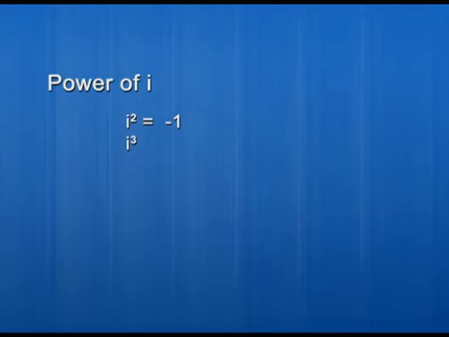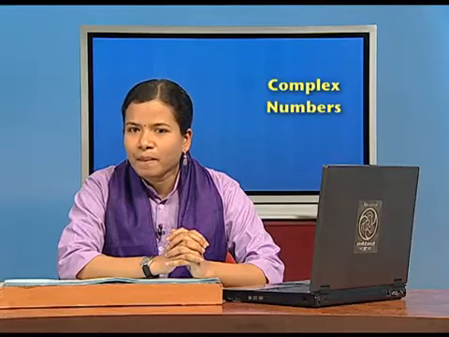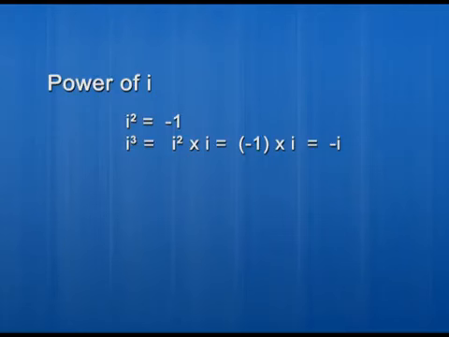Since i to the power 3 can be written as the product of i² with i, now I can substitute this value here, which will give me the product of -1 with i, which gives us -i. It means that the value of i to the power 3 is -i. Again, i to the power 4 can be written in terms of i², which gives us the value 1.